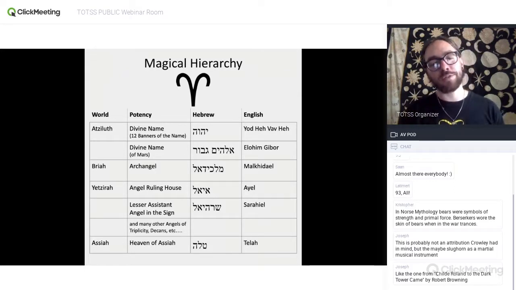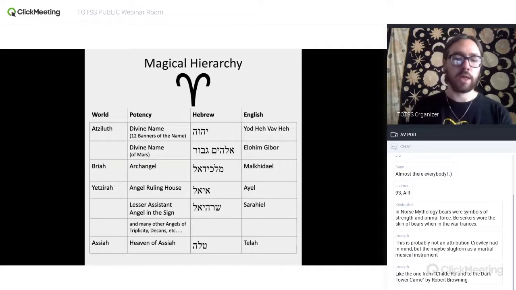And I've also given you an alternate divine name, again a divine name of Mars, which we just saw. And this is Elohim Gibor. For Briah, we've got the Archangel of Aries, and that's Malkitiel. And then for Yetzirah, we've got the angel ruling the house, that's Aiel. And then the lesser assistant angel in the sign, which is Sarahiel.